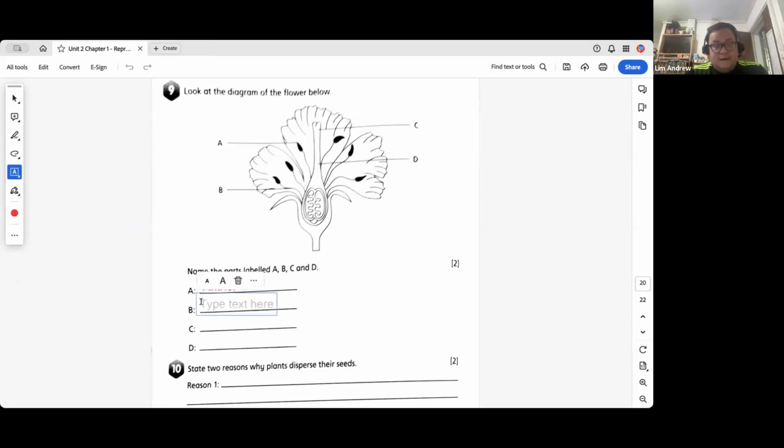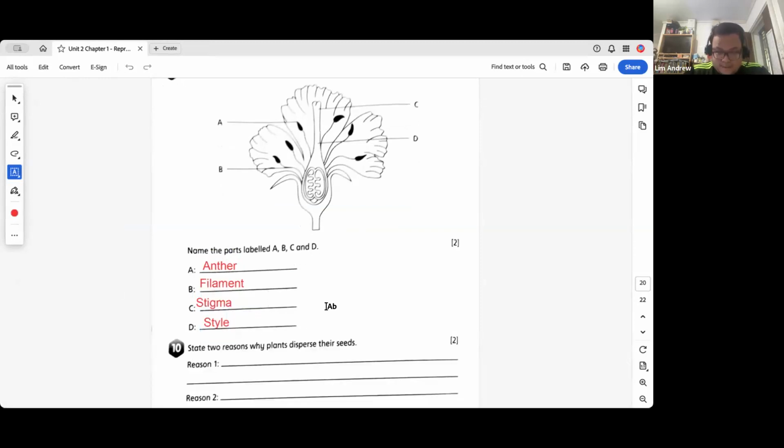B is the part that basically supports the anther, which is the filament. Followed by C, which is actually the stigma, where the pollen grain gets stuck. D is the style, where it holds the stigma. All right.